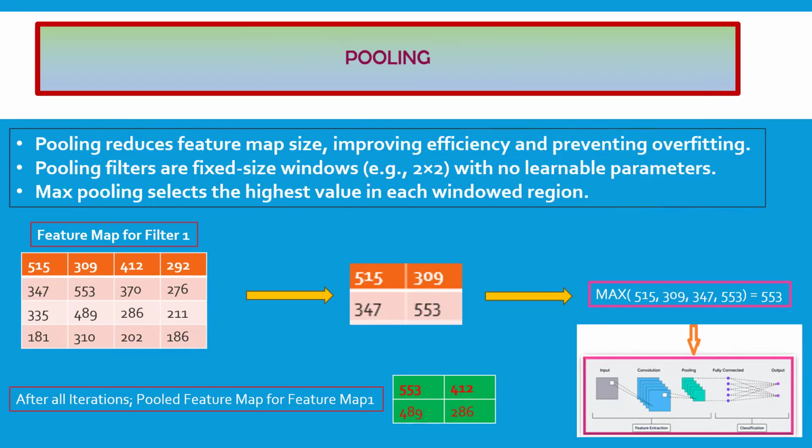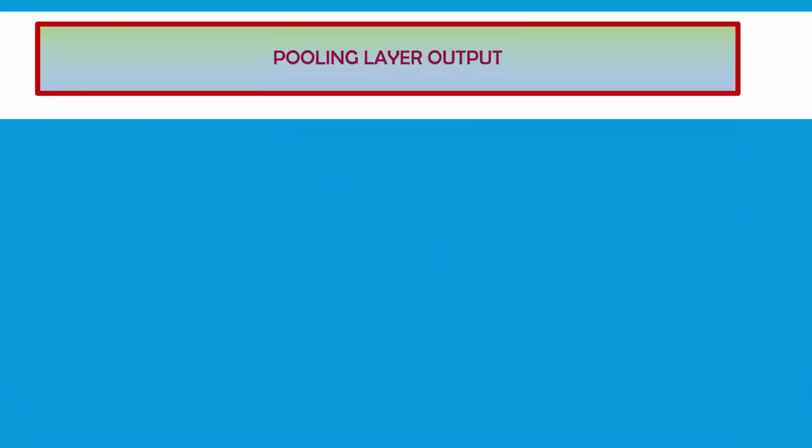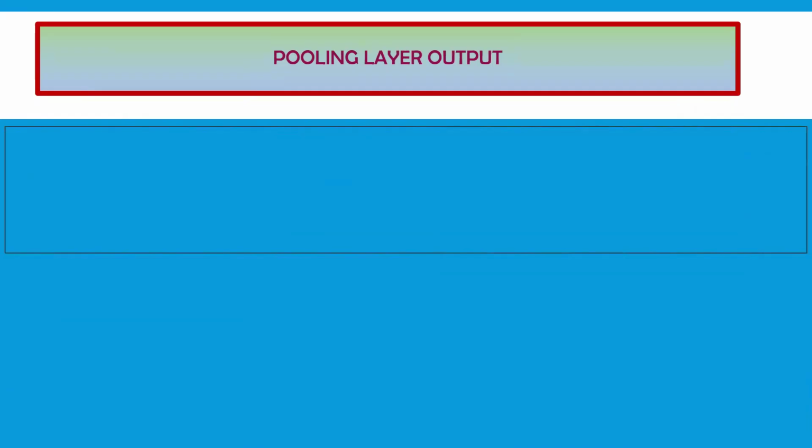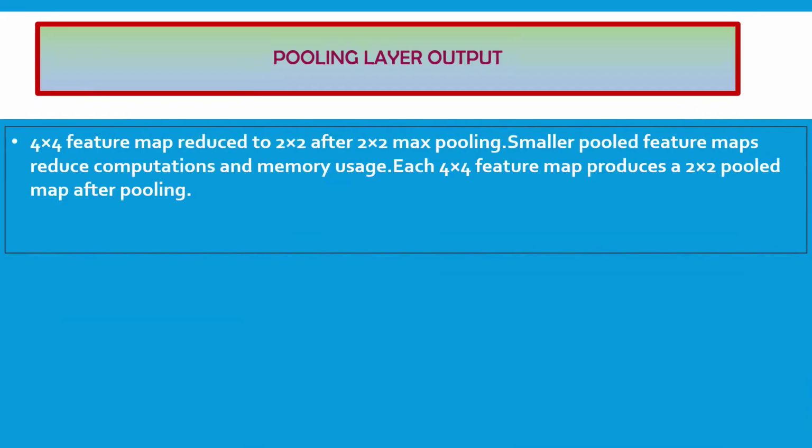This reduction helps in two important ways. One, it lowers the computational cost and reduces the memory usage, making the model faster and more efficient. So with each 4 by 4 feature map, we have many feature maps. We have 5 feature maps, each of size 4 by 4. Each feature map is processed in the same way, resulting in its own 2 by 2 pooled version. So if we begin with 5 feature maps, max pooling generates 5 corresponding 2 by 2 pooled maps.